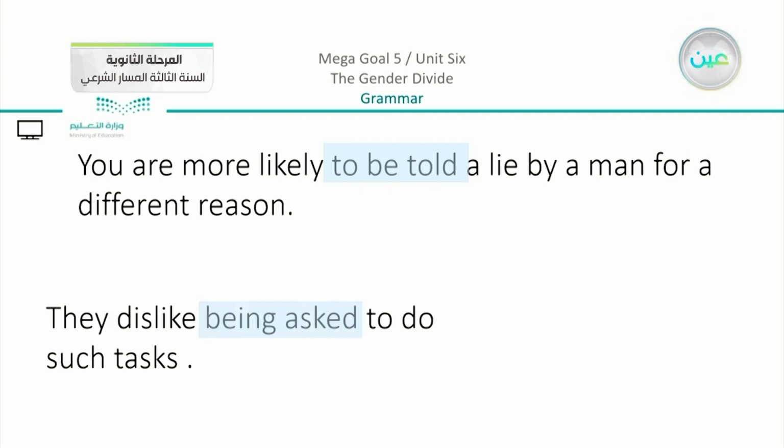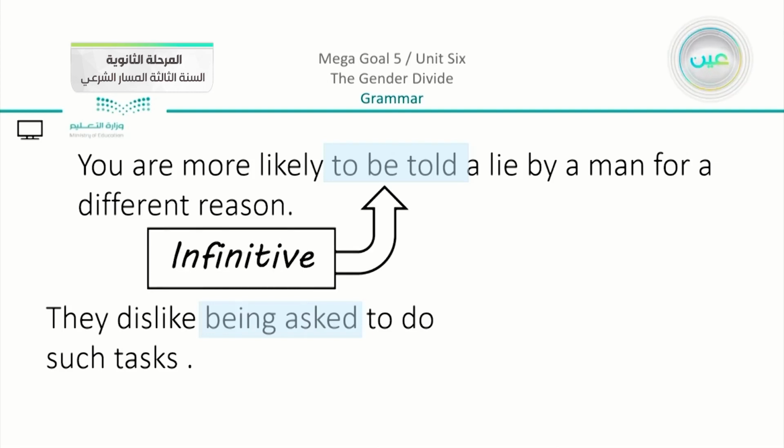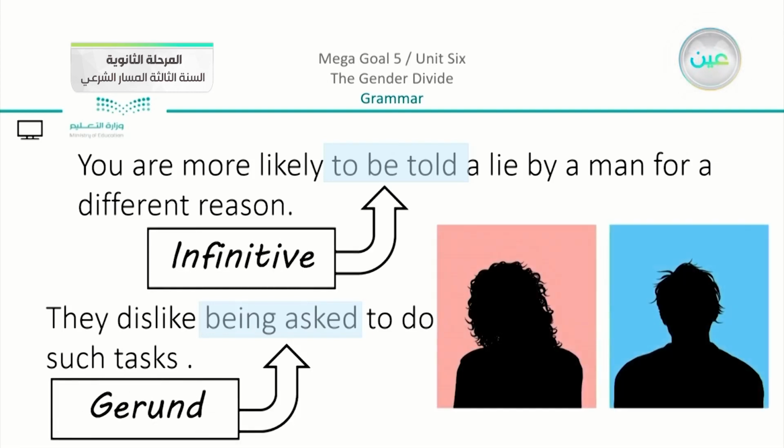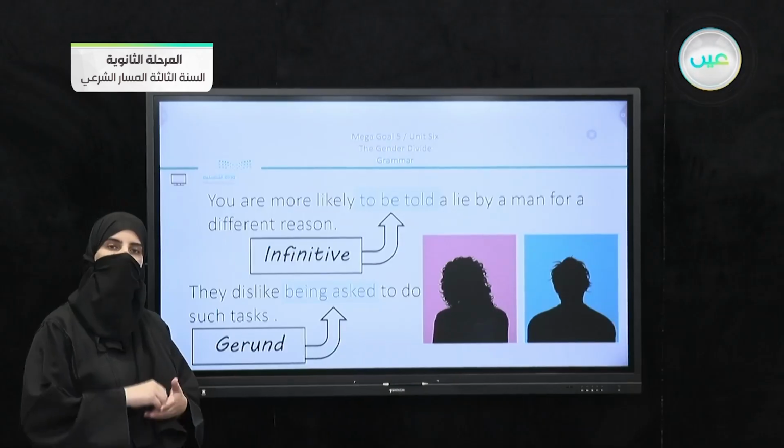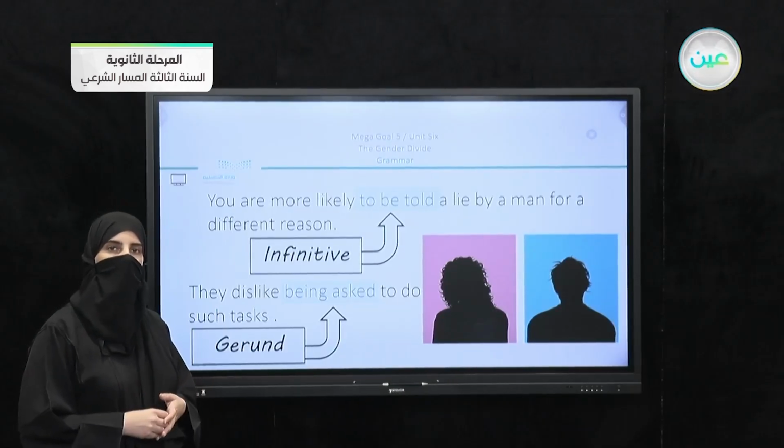Now, when you see these two examples, do you know who is actually the subject or who did these things? You are more likely to be told. Do you know who told you the lie? No. And in the second example, they dislike being asked to do such tasks. Do you know who is doing the asking here? No. So we do know that we are going to use the infinitive and the gerund, but this time we are going to use it with the passive because we do not actually know who is doing the verb.